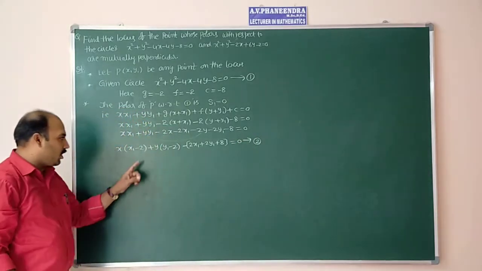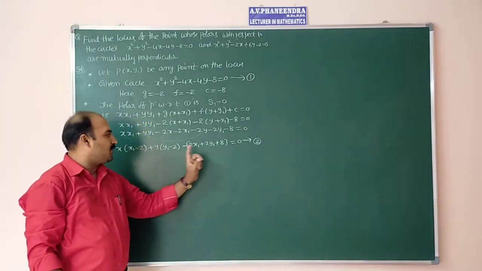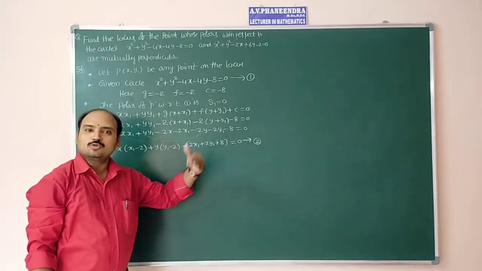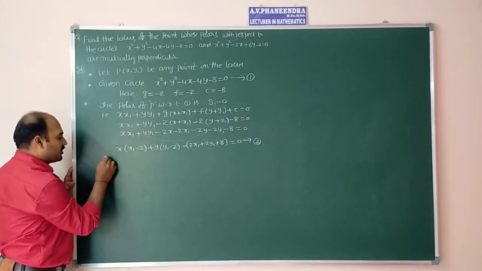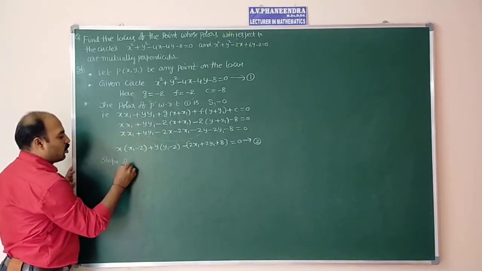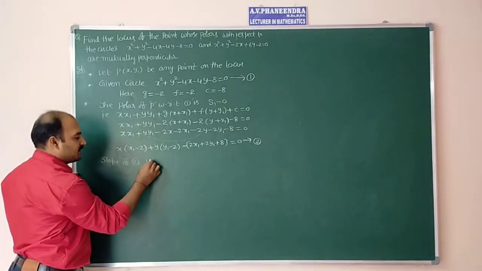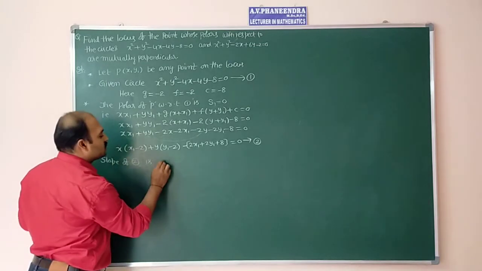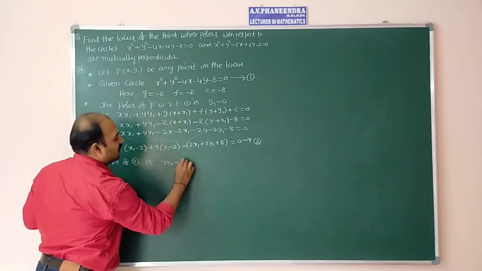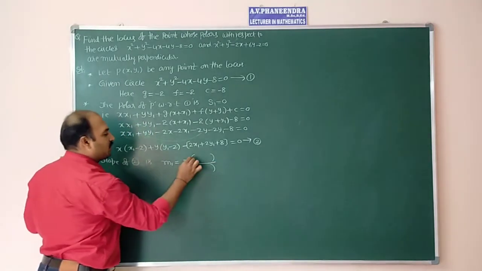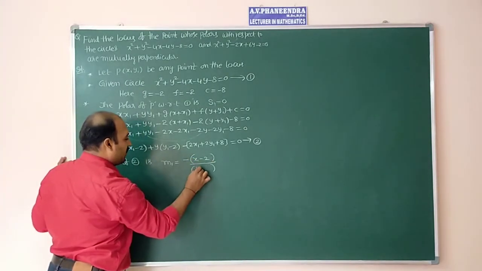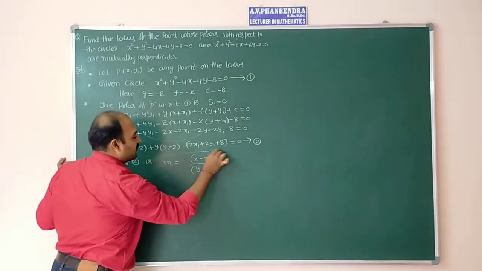It is in the form ax + by + c = 0, whose slope is minus x coefficient by y coefficient. The slope of equation 2, this is the first line, so m1 = -(x1 - 2)/(y1 - 2). This is m1.